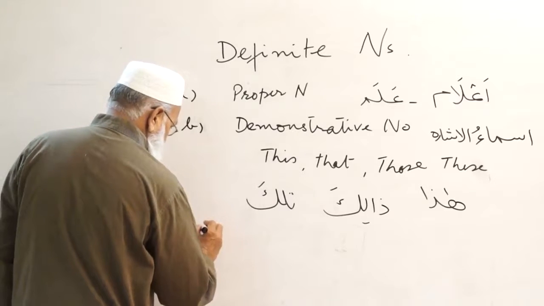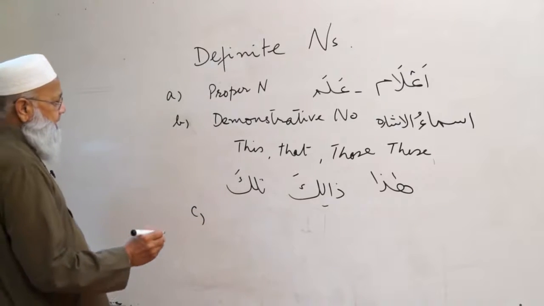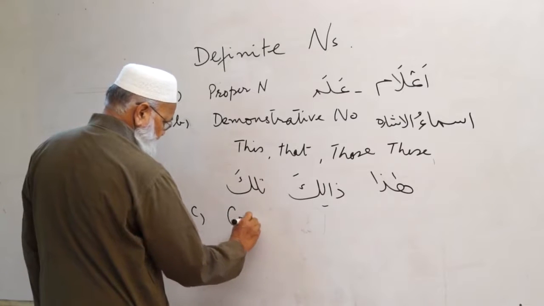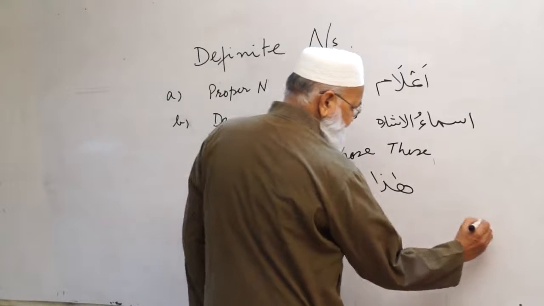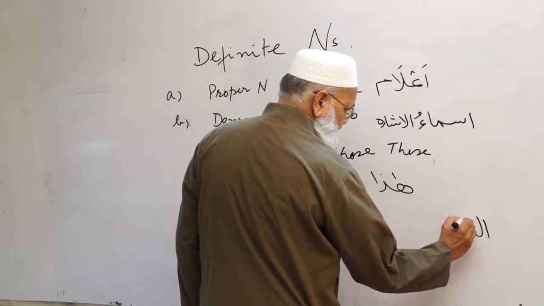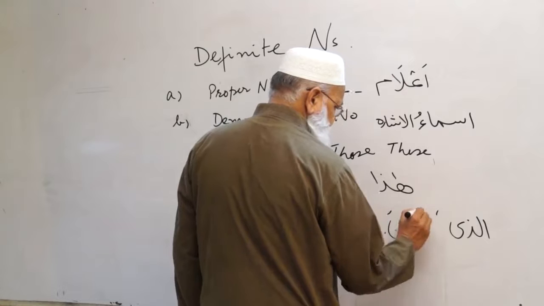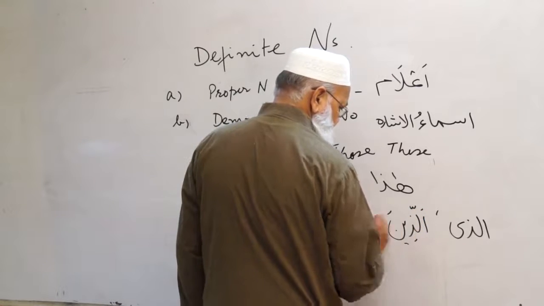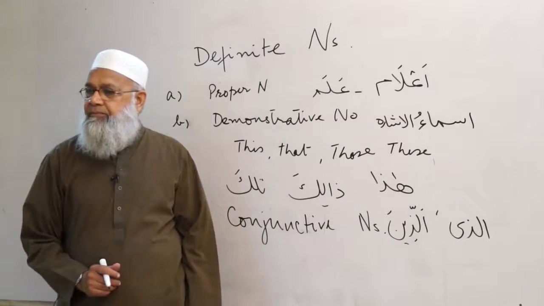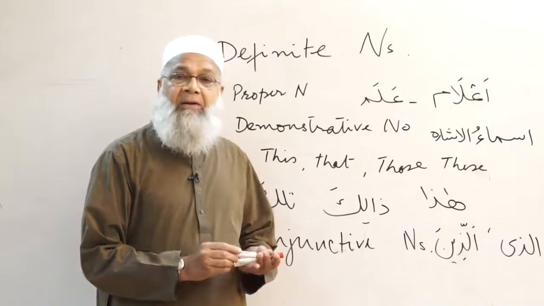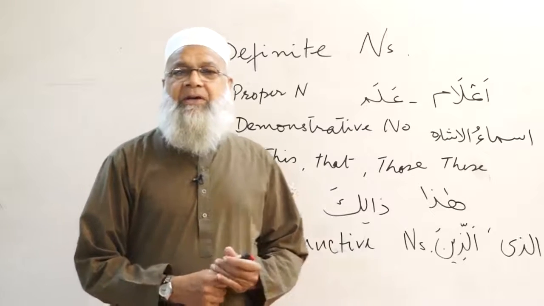Then C, conjunctive nouns. They are very commonly used in the Qur'an. Alladhi, alladhina, etc. These are actually the parallel of that and those when they are used as conjunctions.